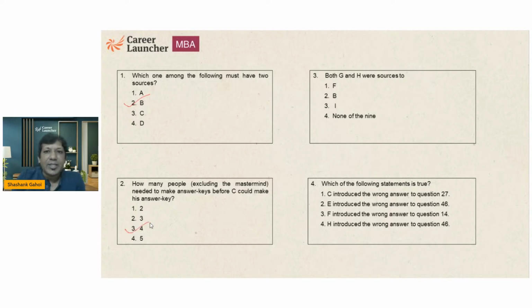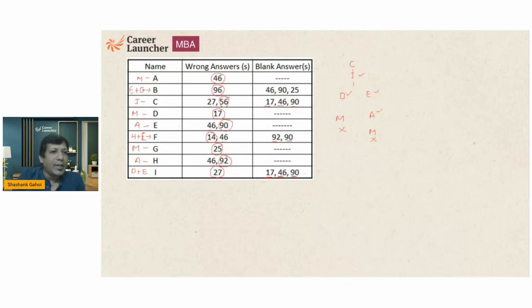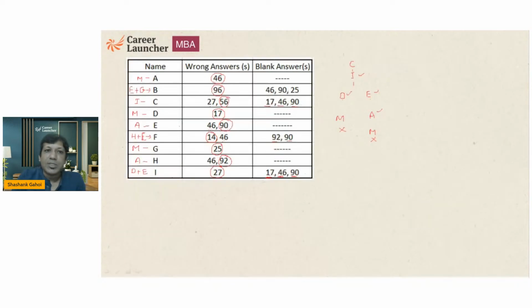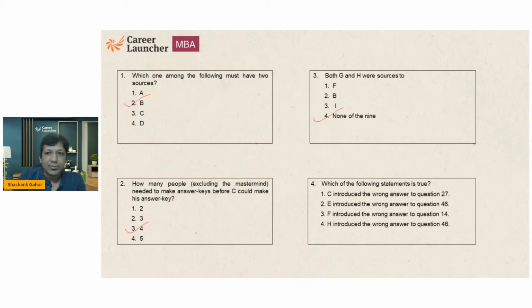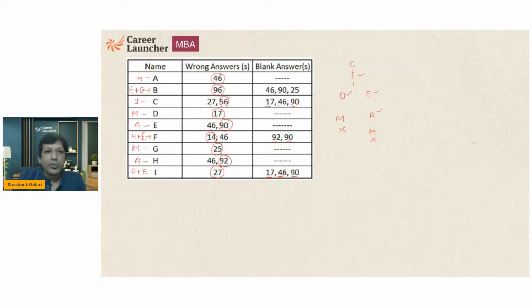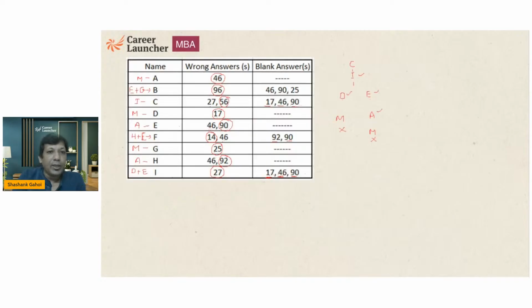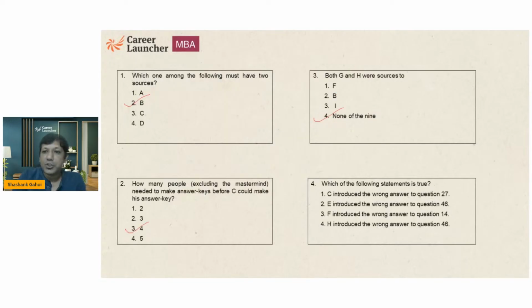Both G and H are sources to whom? So G and H, both of them are not sources to anyone. So answer of this question is going to be option 4, that is none of the 9. Which of the following is true? Okay, C introduced the wrong answer to question number 27. No, C introduced to 56. So first is false. E introduced to 46. No, A introduced to 46. So that is also wrong. F introduced to 14. F introduced to 14. So answer of this question is going to be option 3.